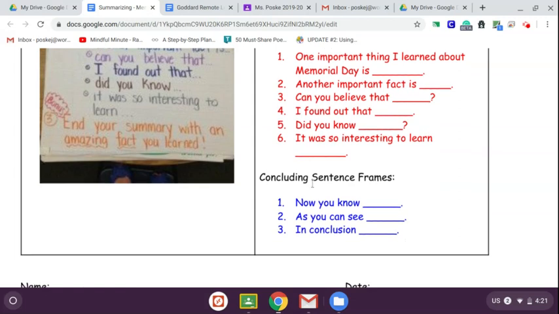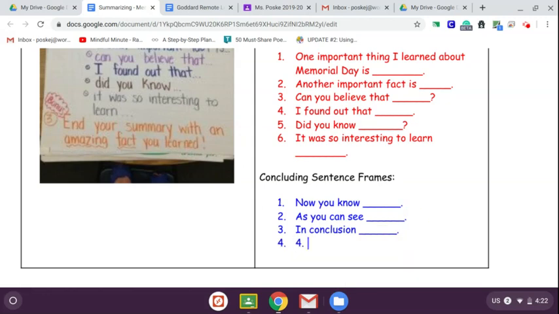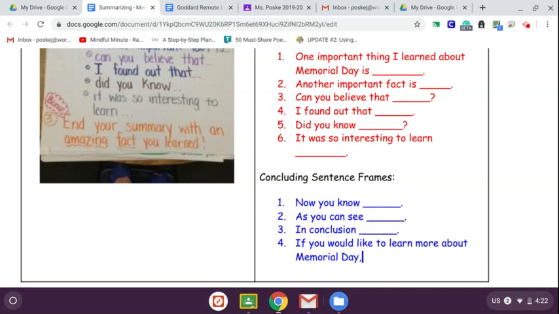And now we're going to look at our last, sixth, concluding sentence. We're going to come up with that conclusion, that strong ending, to wrap up your reading. Now you know blank. As you can see, blank. In conclusion, blank. And in my class especially, I'm going to add this one: if you would like to learn more about Memorial Day, you can blank. My class, this was a favorite.